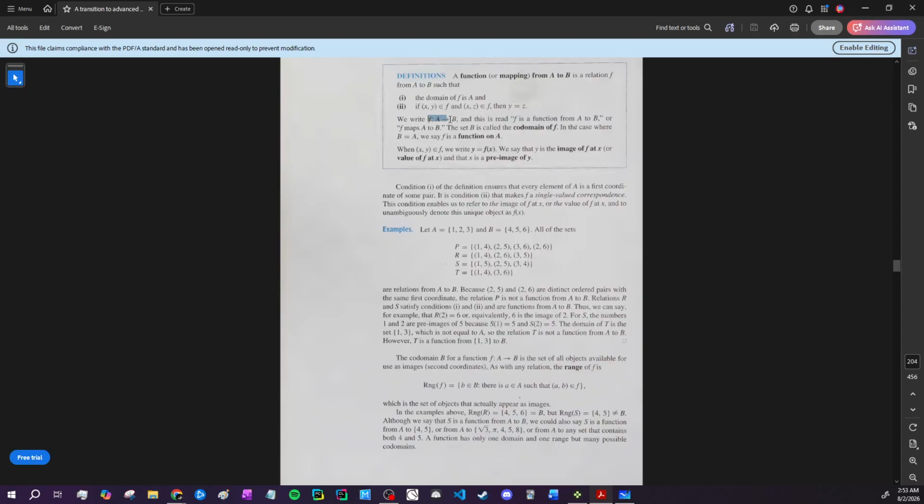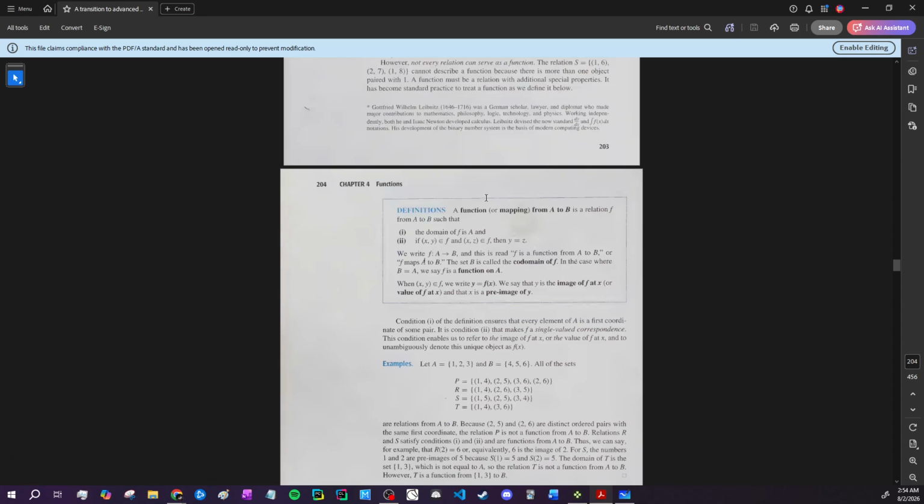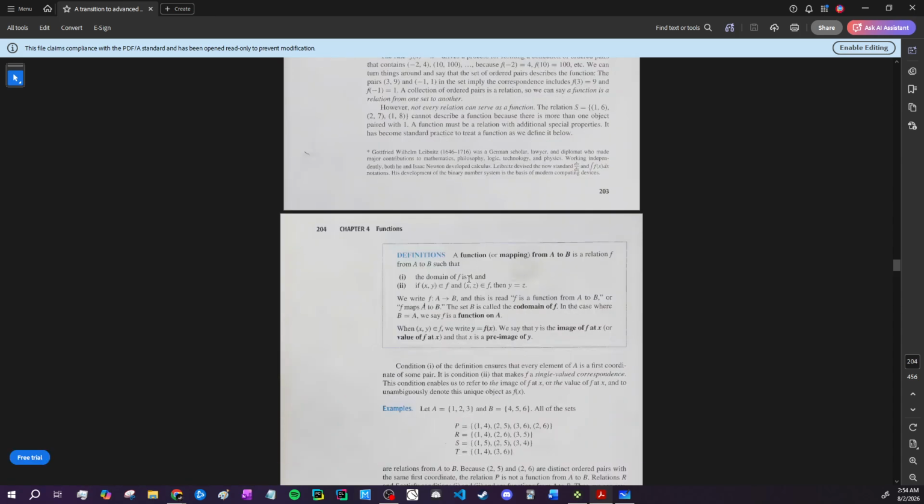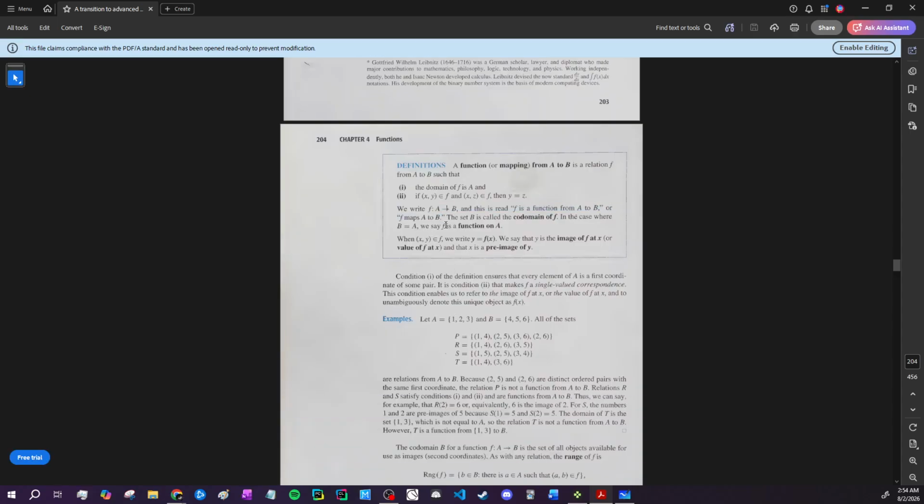Okay, so we write f: A to B, and this reads f is a function from A to B, or f maps A to B. The set B is called the codomain of f. Okay, so I guess where my question was, these two are functions, and it's like a mapping kind of sense.